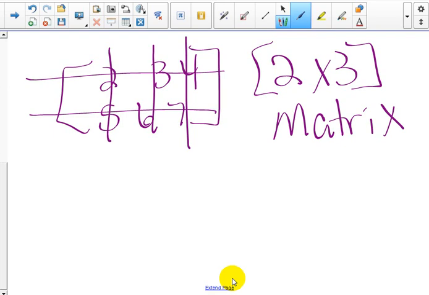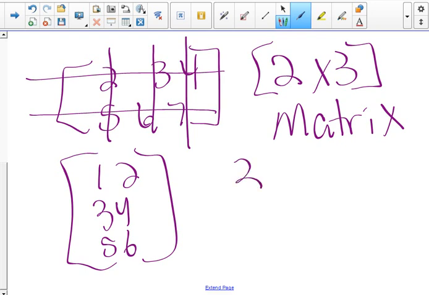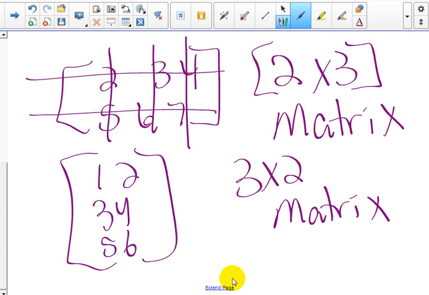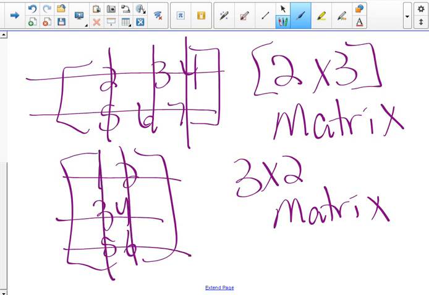Okay? Now, that's different from a... It's hard to talk and do this at the same time, for me, anyway. Okay, that's different from a 3 by 2 matrix. Everybody see that? You go rows first. So 1, 2, 3 rows and 2 columns.